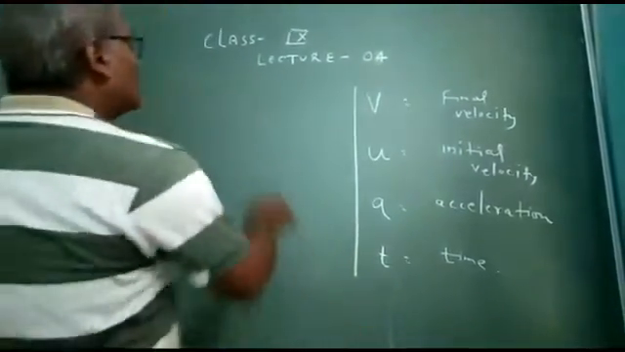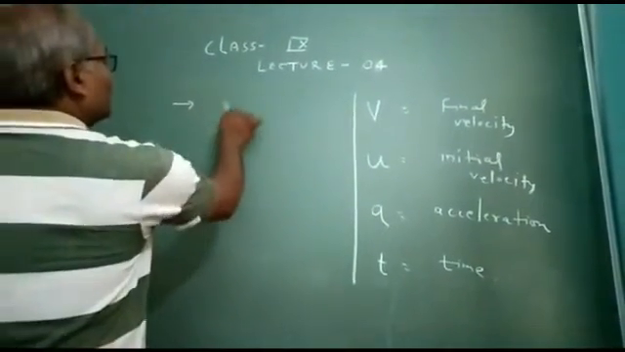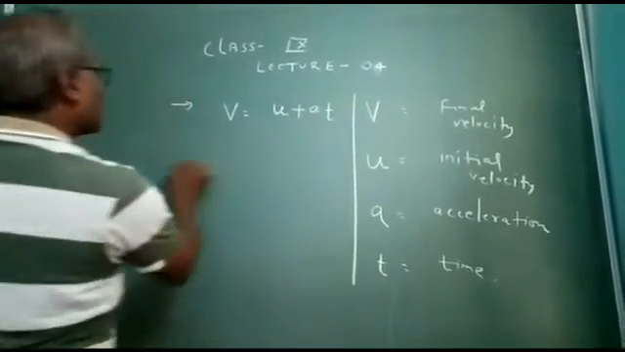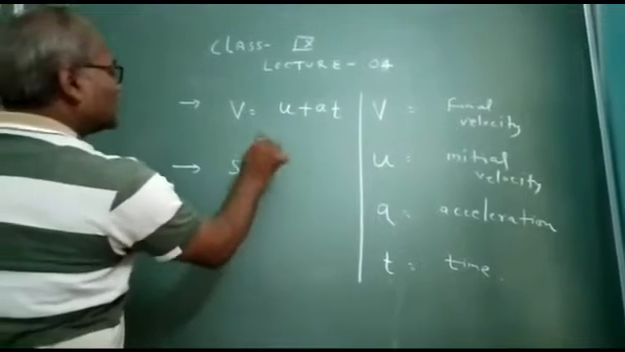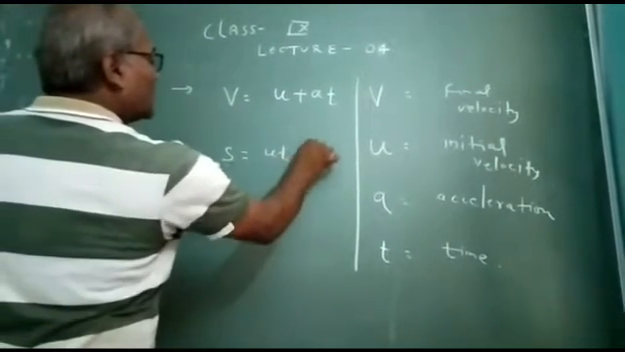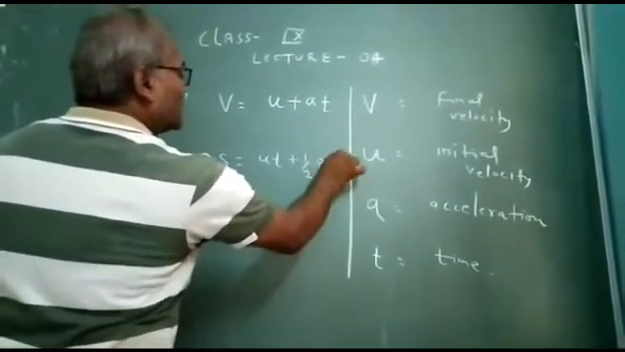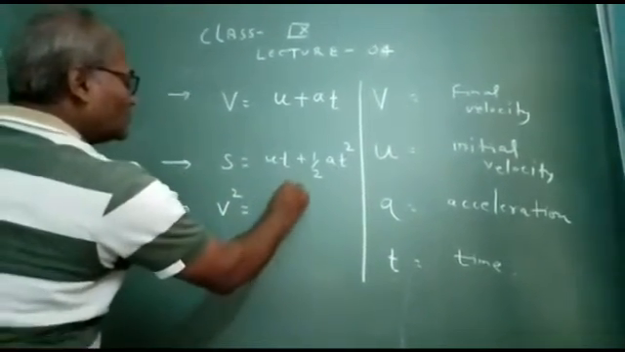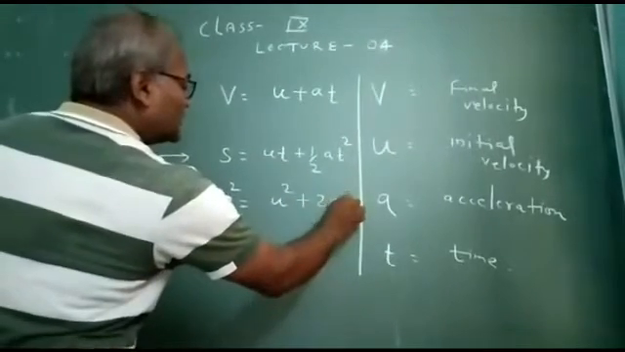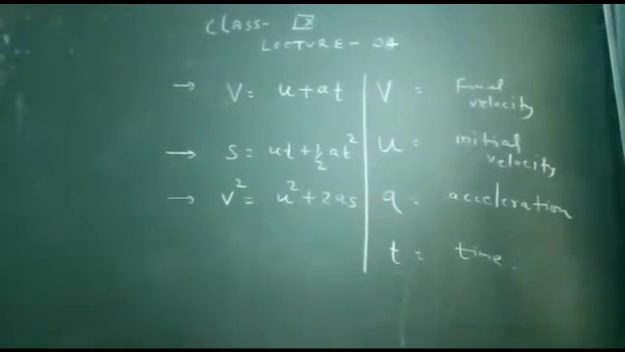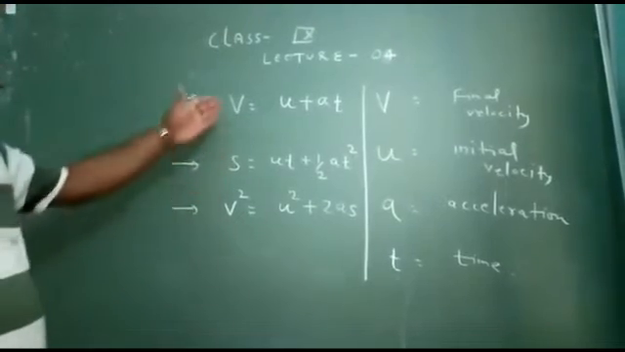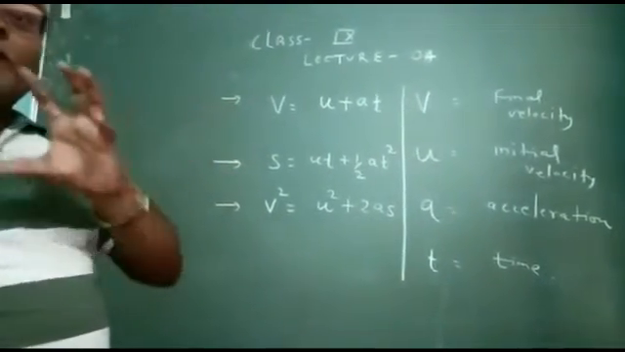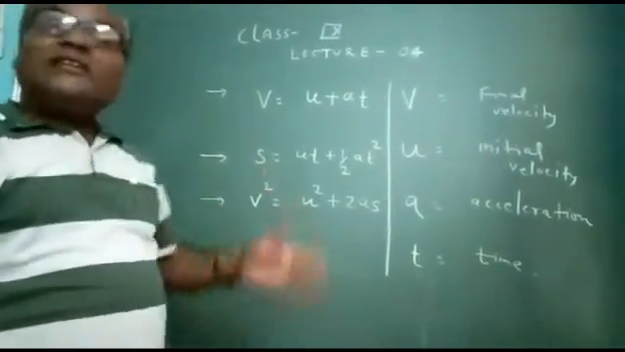And the general equations of motion: v is equal to u plus at, s is equal to ut plus 1 by 2 at square, and v square is equal to u square plus 2as. And a very important result here: we have to deal with numericals based on these general equations of motion.